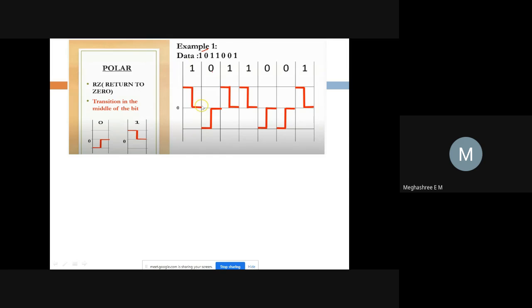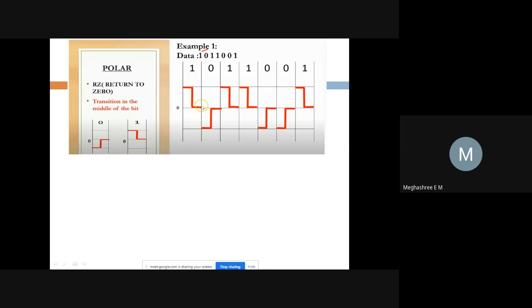When it comes to 0, start from the negative side and make a transition in the middle of the bit. See, it is 0, right? So that's why I'm starting it from the negative side, and I've written the other way of writing Z. Okay, next bit is what? 1, right? How do you write the 1?